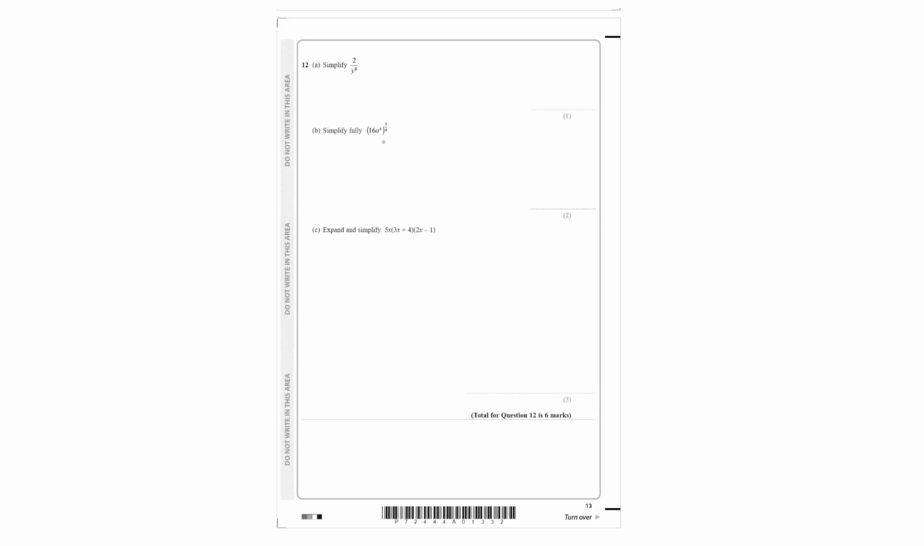Simplify 2 divided by y to the power of 0. No matter what value y is, to the power of 0 will always equal 1, so this is simply 2 divided by 1.